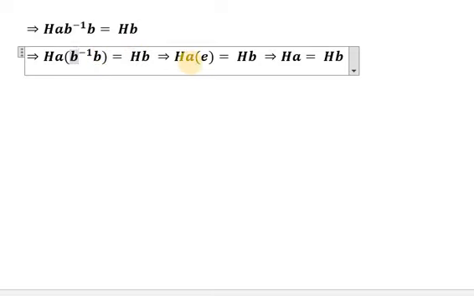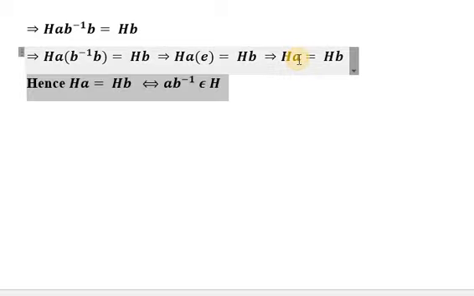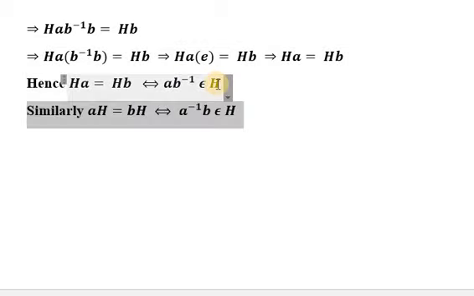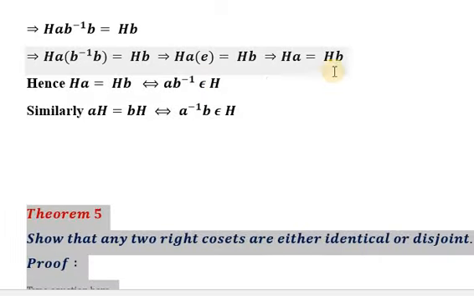That is equal to Hae, because b inverse b is equal to e. Hae is equal to Hb. This implies Ha is equal to Hb. Both the cosets are equal. Hence Ha is equal to Hb implies ab inverse belongs to H. Similarly, aH is equal to bH implies a inverse b belongs to H, hence the theorem.